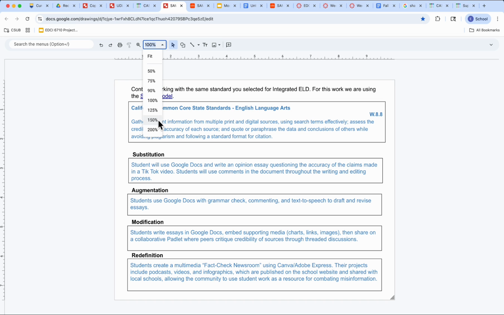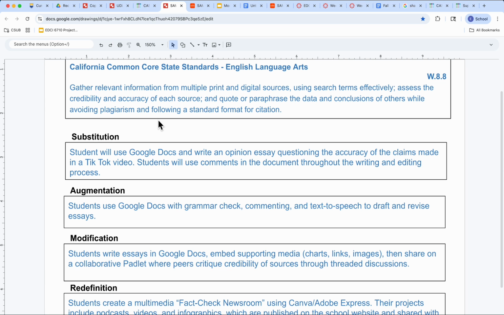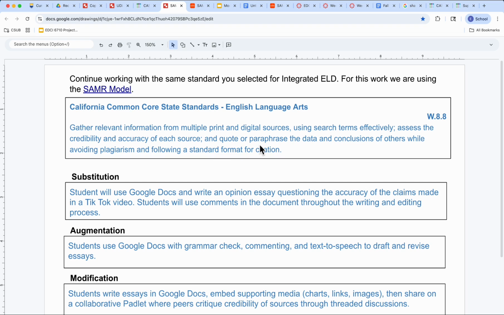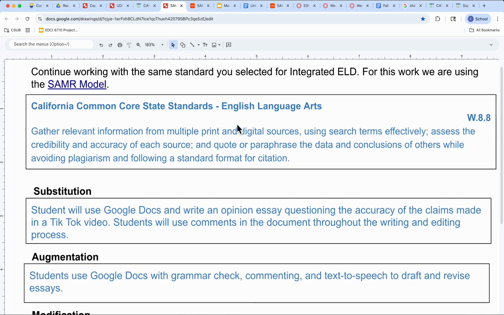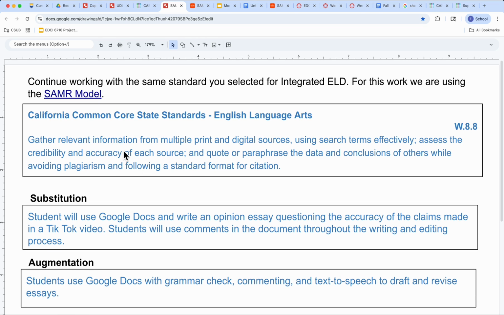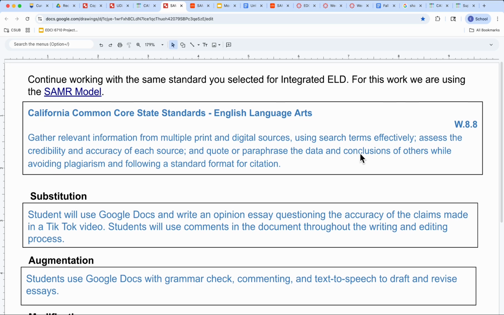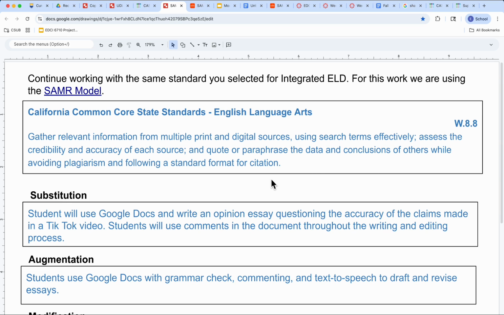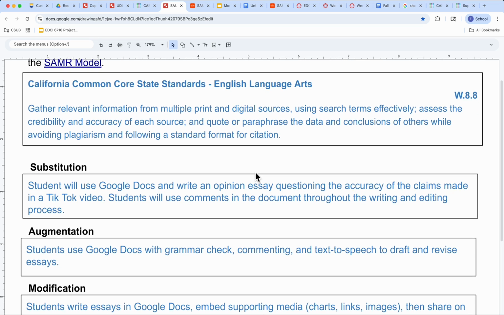SAMR stands for substitution, augmentation, modification, and redefinition. So if I'm looking at the lesson through the lens of this standard, let's see: gather relevant information from multiple print and digital sources using search terms effectively, assess the credibility and accuracy of each source, and quote or paraphrase the data and conclusions of others while avoiding plagiarism and following a standard format for citation.